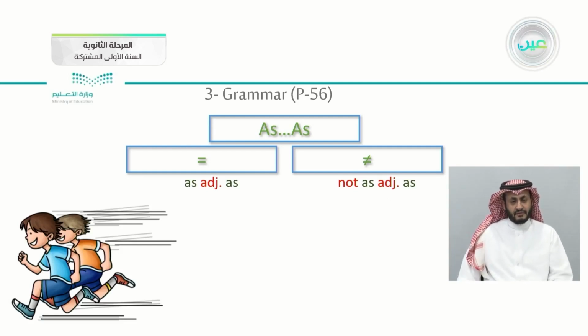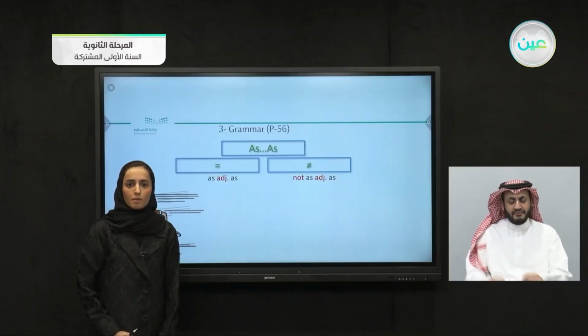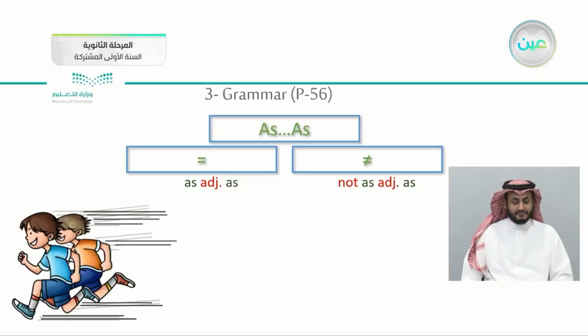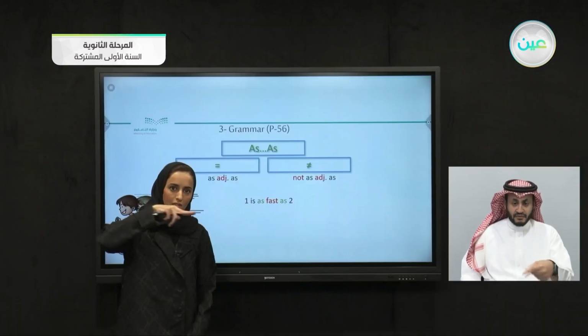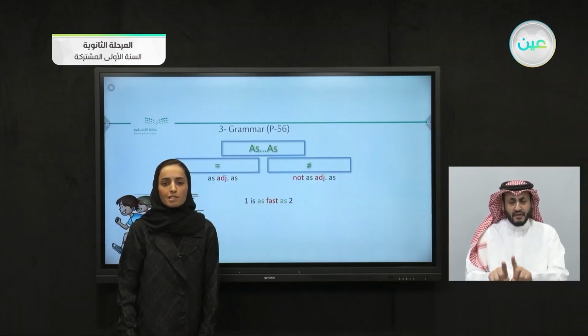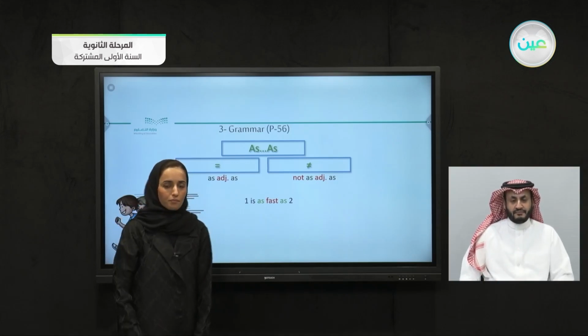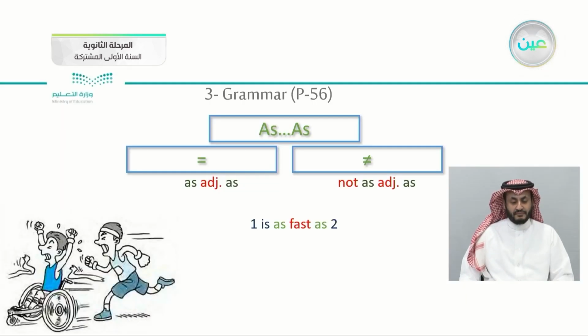We're having two boys who are running, and what do you think? Are they equally fast? I believe yes. They are running the same speed. So the adjective that I will use here is fast. Number one is as fast as number two. They are running side by side. No one is faster than the other. The same speed. However, if we're looking at these, one is faster. Number one, and here we're having number one and number two. Number two is faster. So I will say number one is not as fast as number two. They are not equal to each other.